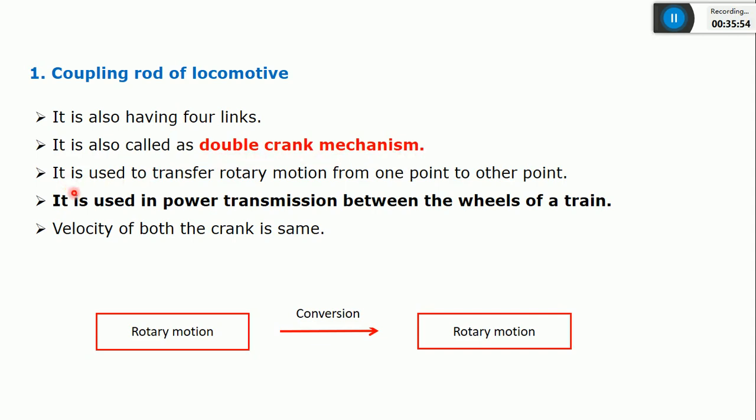And the next point is it is used to transfer the rotary motion from one point to another point, as I explained. The application is again power transmission between the wheels of a train.